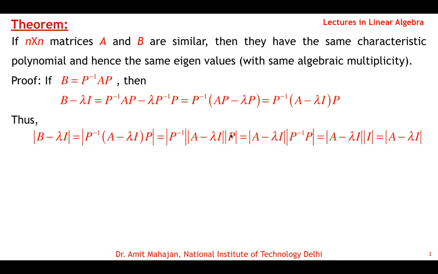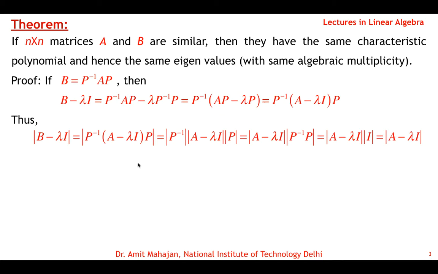Okay, so I can take determinant P on this side, and again I can use this property backwards to write that it is determinant of P inverse P. Okay, so we can collect this together, and P inverse P is identity. So it is determinant of identity, and determinant of identity is 1. So clearly the characteristic polynomial of B is same as the characteristic polynomial of A.